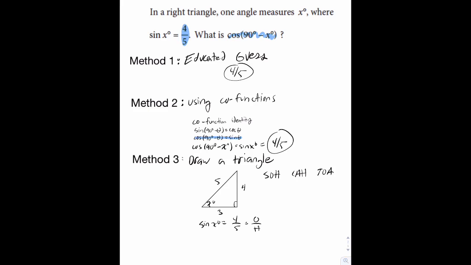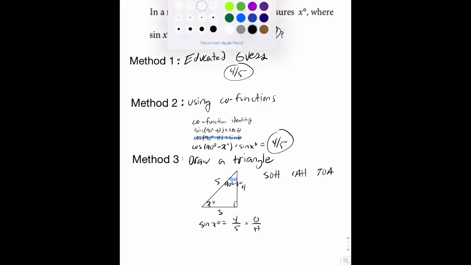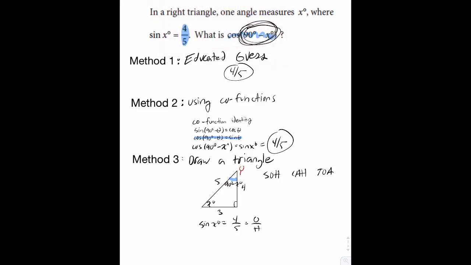And this is the most important part. This is what people don't realize, is that if you look at this 90 minus x part right here, that actually goes in the triangle. Let's highlight the other acute angle. That actually is 90 minus x, because all three of them have to add to 180, which means, think of it as redrawing your perspective.